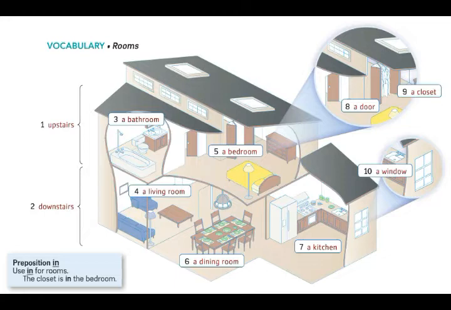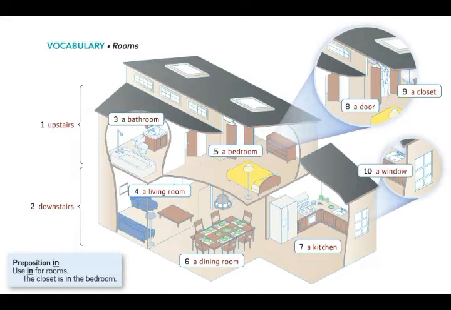Then we go to number 7, that is the kitchen. That is the place where we cook. We have there the stove, the microwave, the fridge, the refrigerator, we have the food. So it is the place where we prepare the food and where we wash the dishes, in the kitchen.